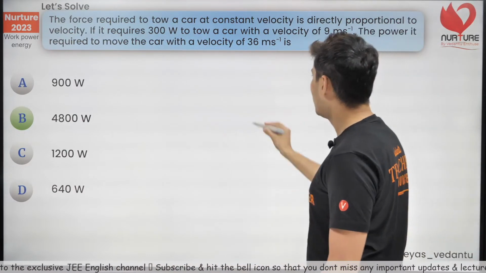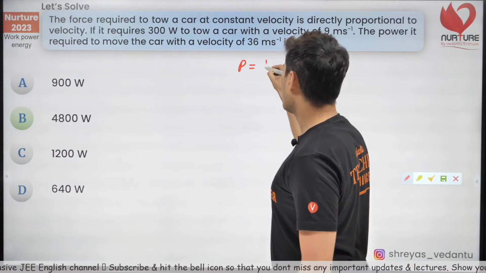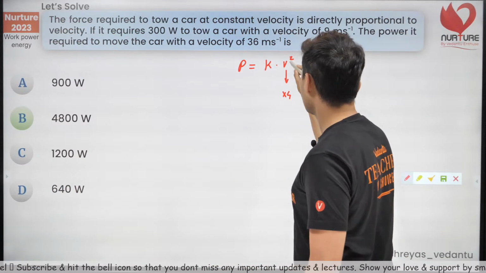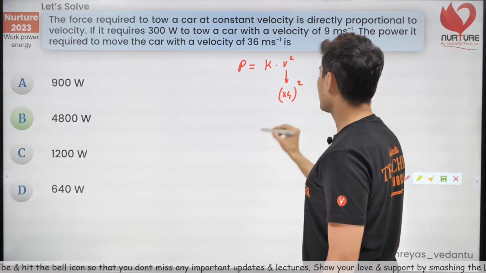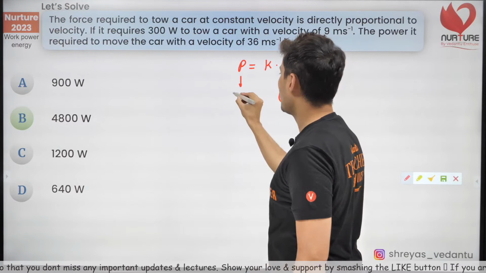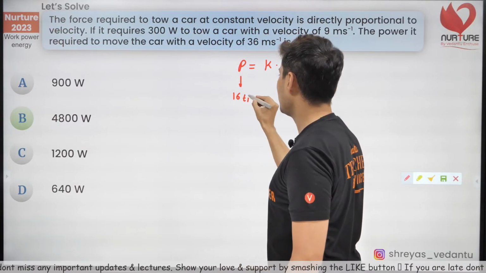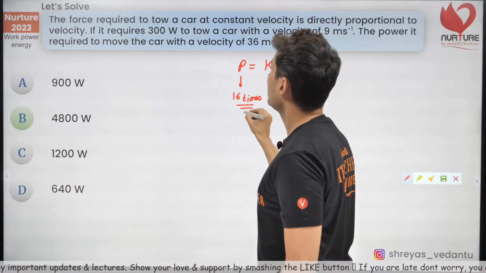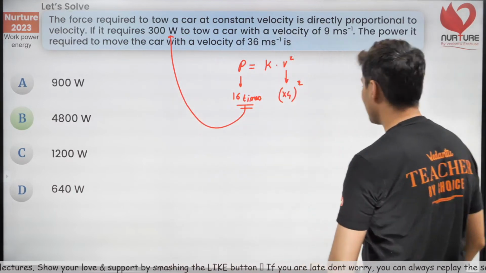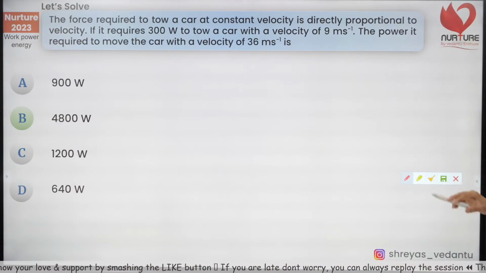See, think about it. If I tell you P is equal to some constant into V square, and velocity changes 4 times, so V square will change 4 square times. So if you talk about power, power will change how many times? 4 square times, which is 16 times. So 16 times of what? 16 times of 300. What is 16 into 300? 4800. As simple as that. Okay, that's it.